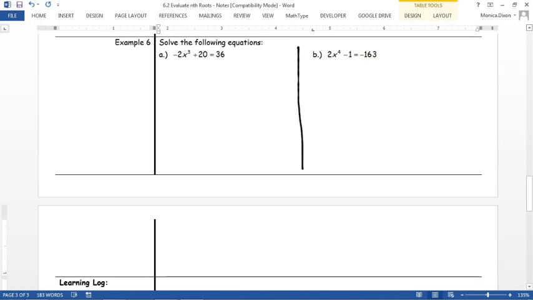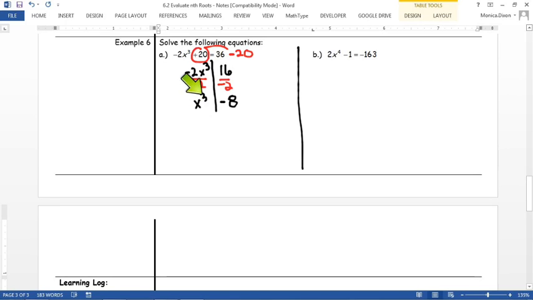For example 6a, we're going to isolate the x. So first thing we're going to do is subtract 20 from both sides. And then we're going to divide by negative 2. So we end up with x cubed equals negative 8.